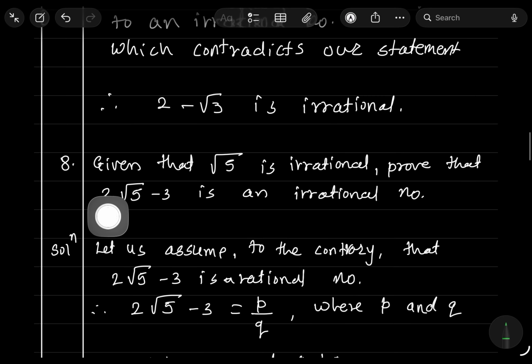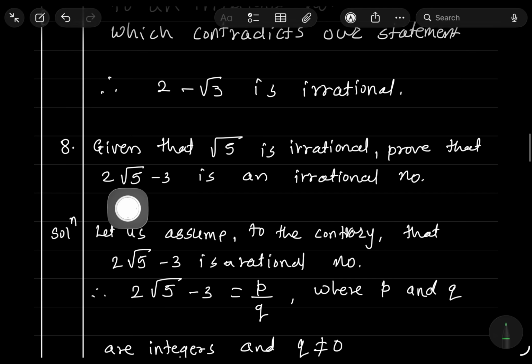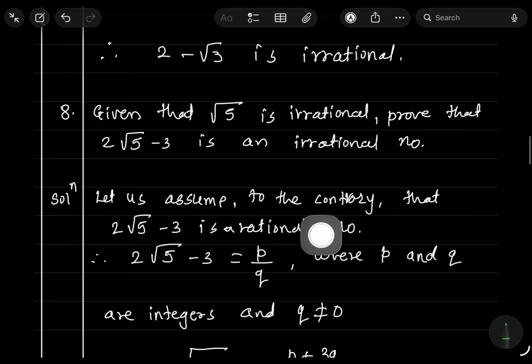Now next question: given that root 5 is irrational, prove that 2 root 5 minus 3 is an irrational number. Like that only we have to solve this. So let us assume, to the contrary, that 2 root 5 minus 3 is a rational number.